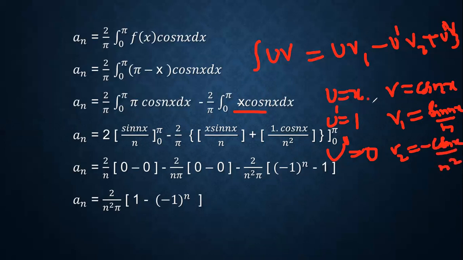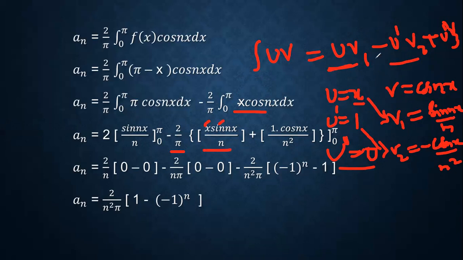Okay, so now u into v1, u dash into v2. u double dash into v3 is nothing but 0 only, because the u double dash value is 0. So you have to find out only up to u into v1 minus u dash into v2. What is u here? x. What is v1 here? Sin nx by n. If you simplify that, 2 by pi will remain the same. Using the u into v1 rule, x into sin nx by n.